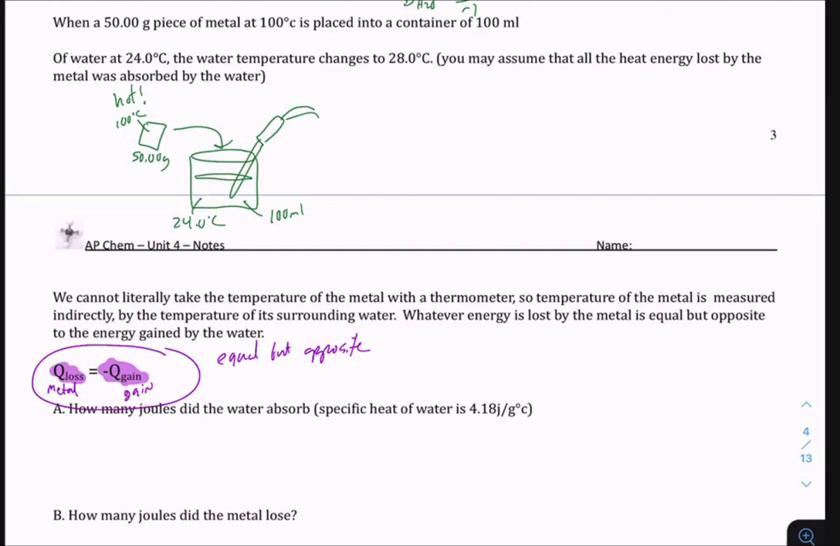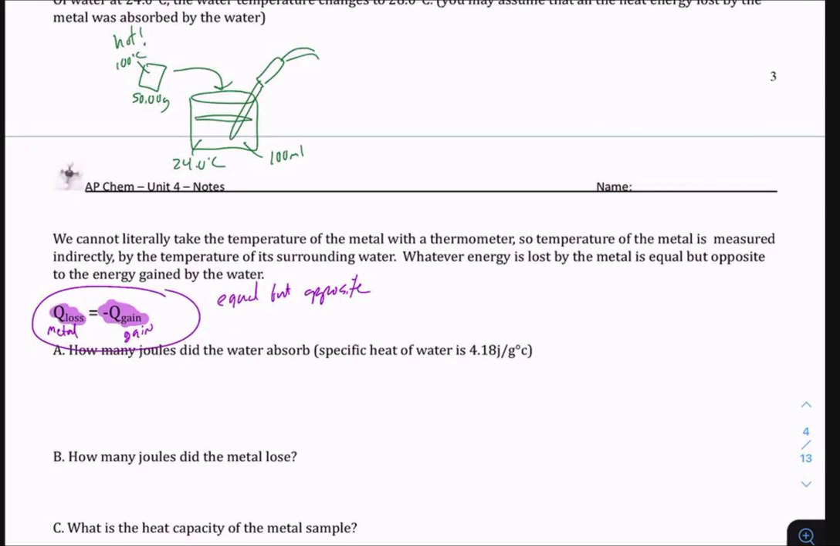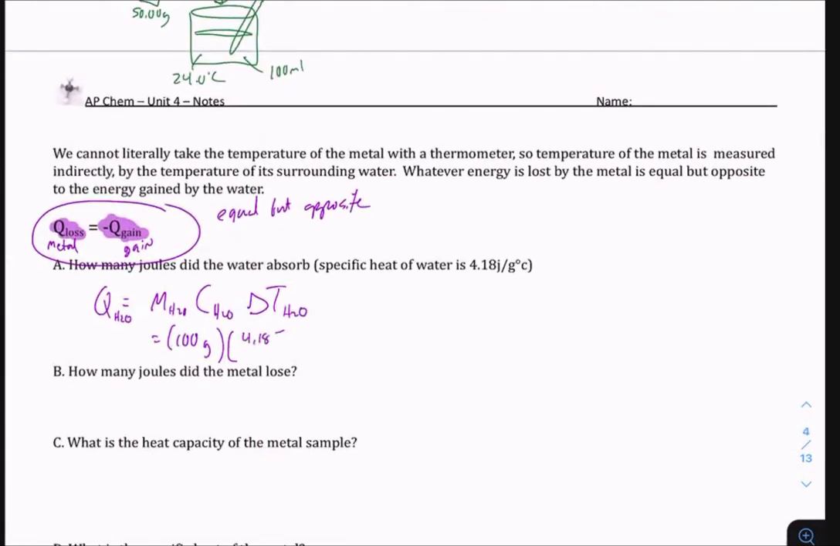So we can start answering these questions. How many joules did the water absorb? Joules is heat energy. So they're asking for this, right? So the Q of the water is equal to the M of the water times the C of the water. And I'm using subscript details here now because we have two different substances, so that we keep them straight. So I need to know the mass of the water. Do I know that? Yes, I do. It's 100 grams. I need to know the specific heat of the water, and that's something that never changes. That's a constant. So that's the number you're going to be using over and over and over again. Specific heat is 4.18 joules per gram degree Celsius.